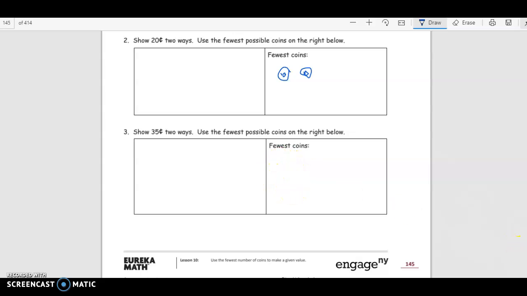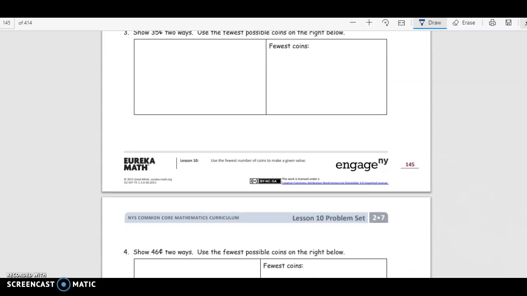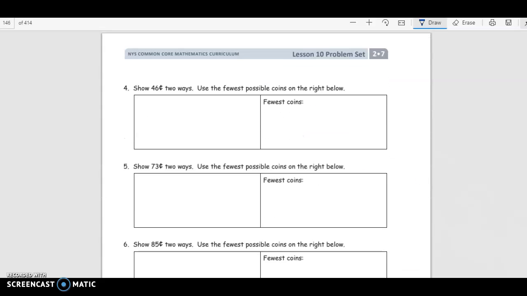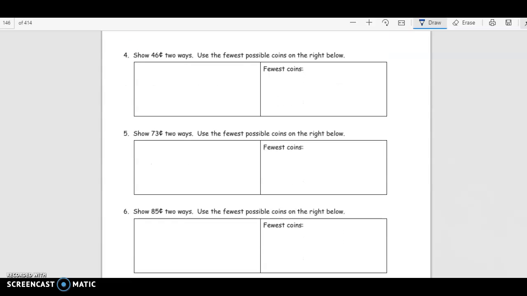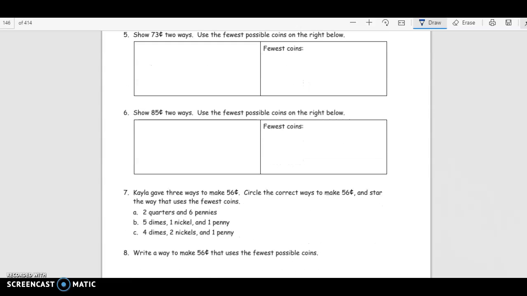Okay? On the second page of the problem set, we're going to continue working on this. Show 46 cents two ways. Use the fewest possible coins on the right below. It gets a little tough when we get up to the big numbers, like number 6. Show 85 cents two ways. Use the fewest possible coins on the right below.